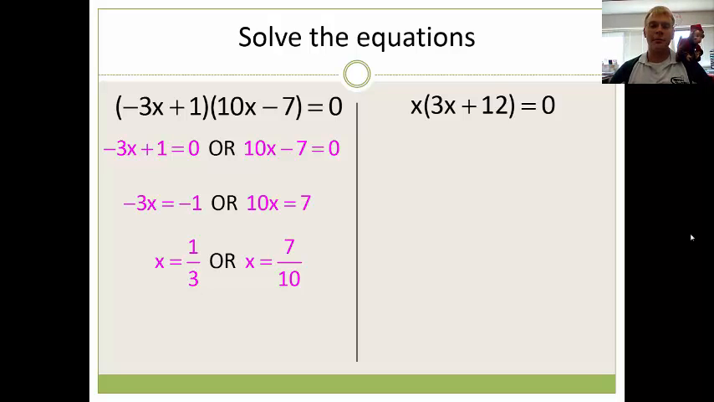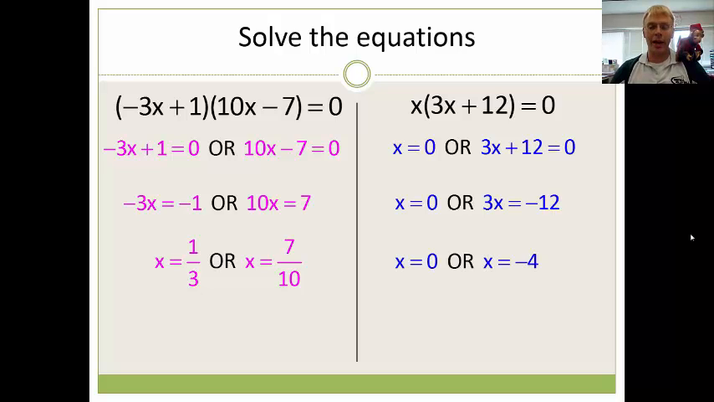In our second example, we have just x, which is a factor, times 3x plus 12, which is a factor. So again, this is telling me that even though x isn't in parentheses, it's still a factor. It's still being multiplied by 3x plus 12. So this is telling me that either x is equal to 0 or 3x plus 12 is equal to 0, right? We don't have to solve x equal to 0 because it's already alone. The variable's already isolated. For 3x plus 12, we subtract 12 and divide by 3, and we get our two solutions.